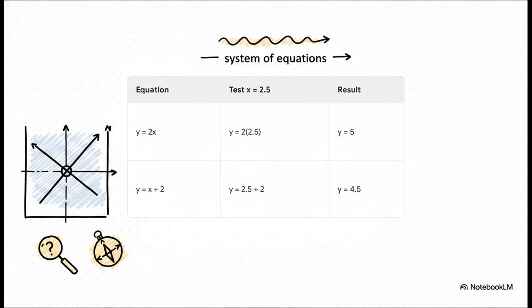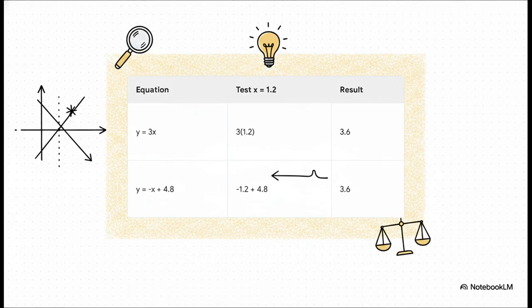Since our resulting y values of 5 and 4.5 are super close, we've successfully found a solid, reasonable estimate. Make sense? Now check out example 2, which brilliantly illustrates what a perfectly close estimate looks like. The graph shows an intersection near 1.2, 3.6. The equations are y equals 3x and y equals negative x plus 4.8.